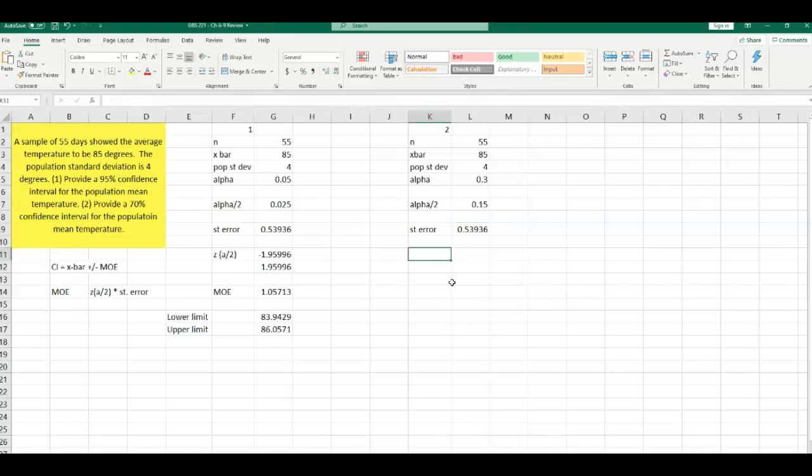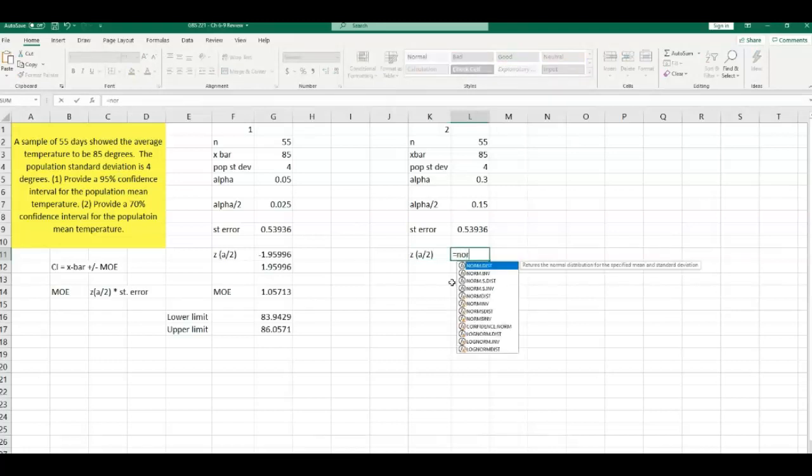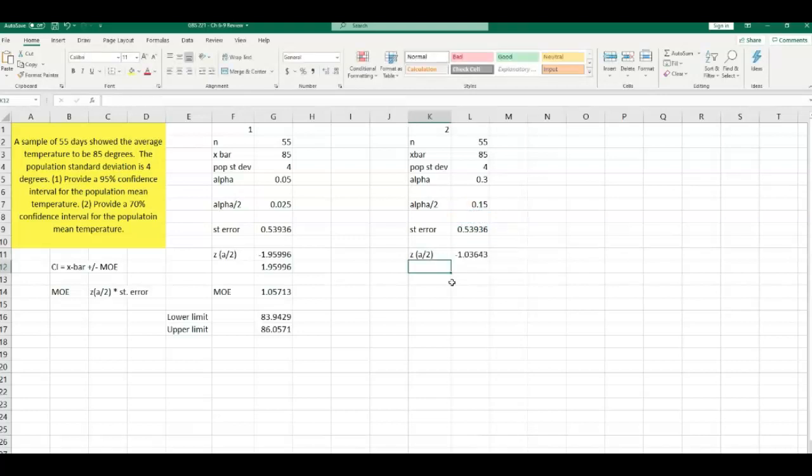What's going to change is our z-score. So we need our z-score of alpha divided by 2. And we found that by taking norm.s.inv. It's asking for a probability. So we put our alpha divided by 2 in there, and it gives us back this z-score of negative 1.03. And as we said earlier, it's going to be easier to work with the positive version of this z-score. So we can just multiply it by -1.